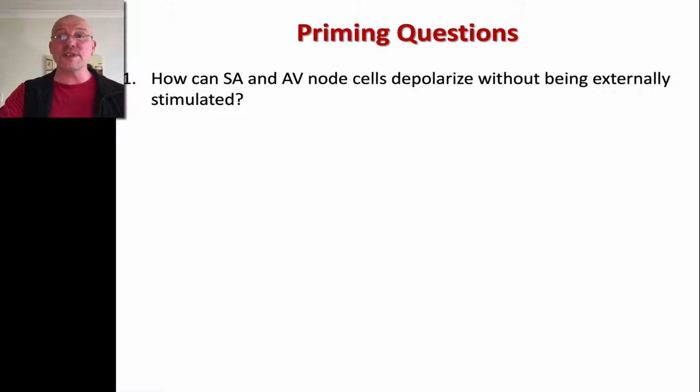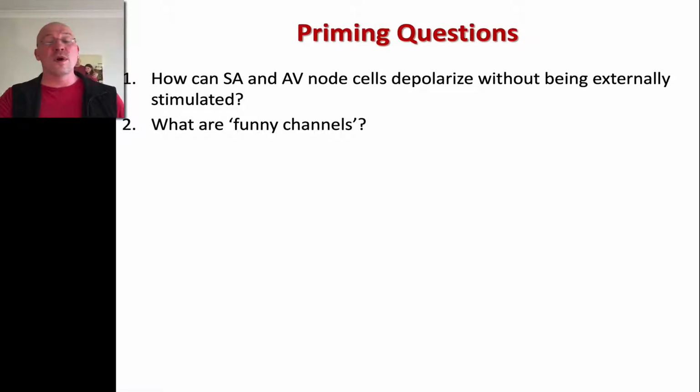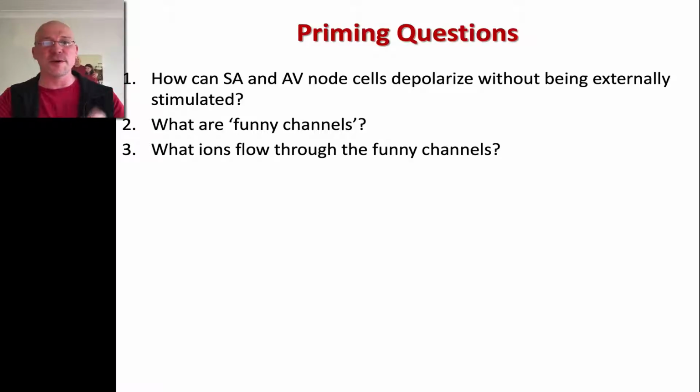Some of the priming questions that I want you guys to think about, because you should be able to answer these at the end of this talk, is how can the sinoatrial and the AV node cells depolarize without being externally stimulated? They have autorhythmicity. They are able to depolarize themselves spontaneously. How do they do that? What are funny channels? I love funny channels. One of the coolest things. We'll talk about what funny channels are, and what ions flow through those funny channels in the cell membrane.